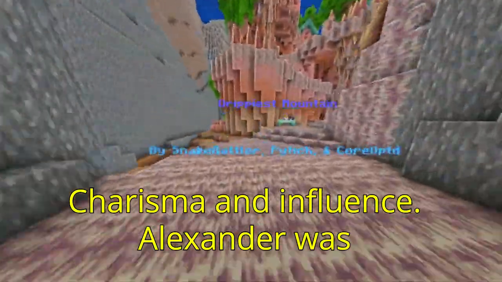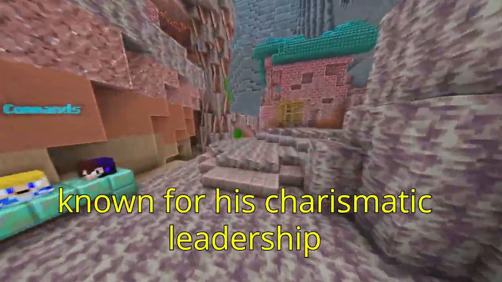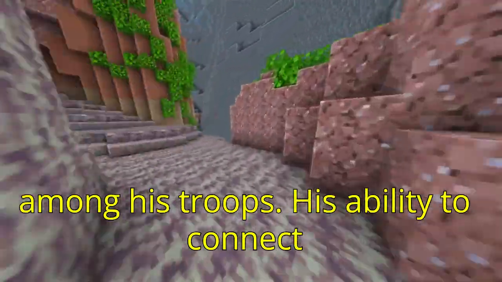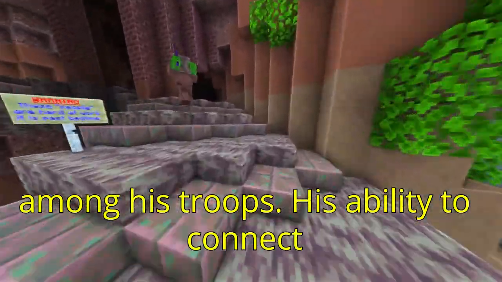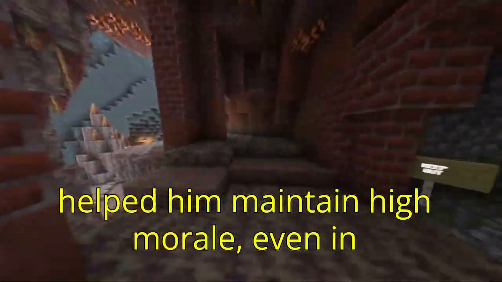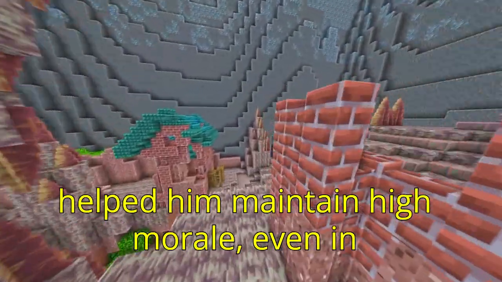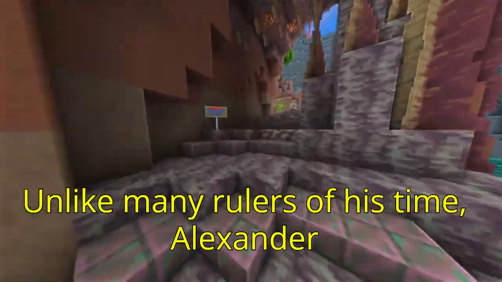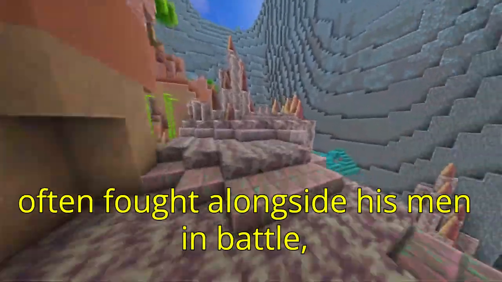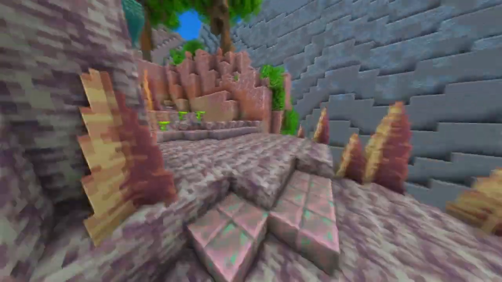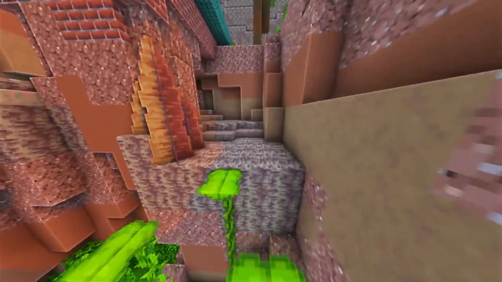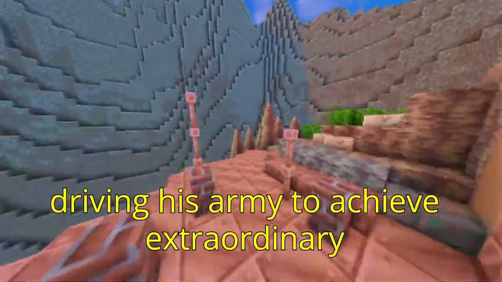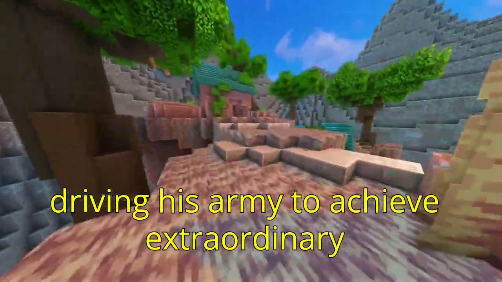Charisma and influence. Alexander was known for his charismatic leadership style, which inspired loyalty and courage among his troops. His ability to connect with his soldiers on a personal level helped him maintain high morale, even in the face of adversity. Shared glory. Unlike many rulers of his time, Alexander often fought alongside his men in battle, sharing their hardships and victories. This approach fostered a sense of camaraderie and collective ambition, driving his army to achieve extraordinary feats.